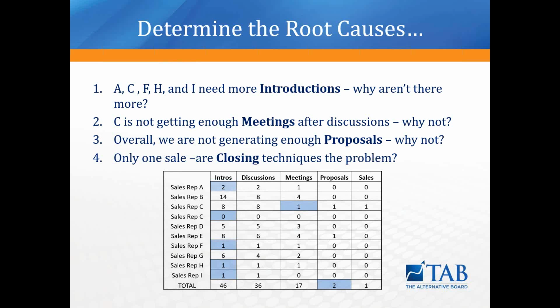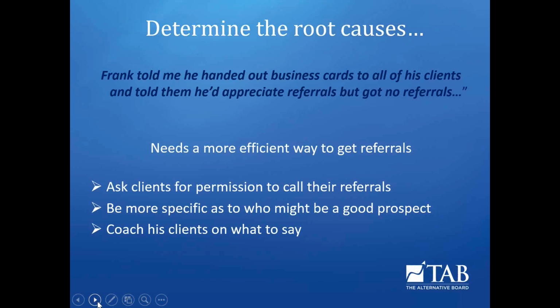And then overall, if you look at the whole team, while we had 46 introductions and 36 discussions, 17 meetings, we only made 1 sale. And that's because we only delivered 2 proposals. So are closing techniques the problem or something else? We don't know yet. We just know, based on our numbers, where those bottlenecks are. So what we want to do is determine what the root causes are for those bottlenecks.